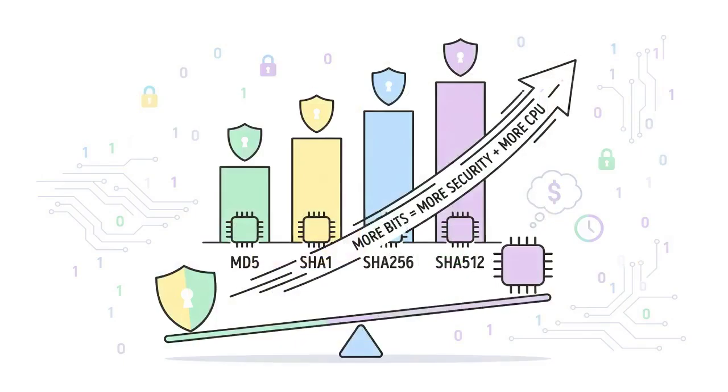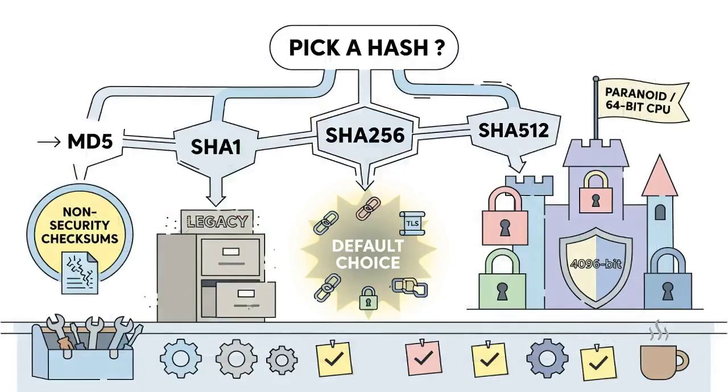Longer digests mean more bits for an attacker to brute force, so collision resistance scales directly with output size. But those extra bits mean more rounds of mixing inside the compression function, which costs CPU. Doubling the digest size doesn't just double the security margin. It also roughly doubles the compute time on most hardware. So which one should you actually use?